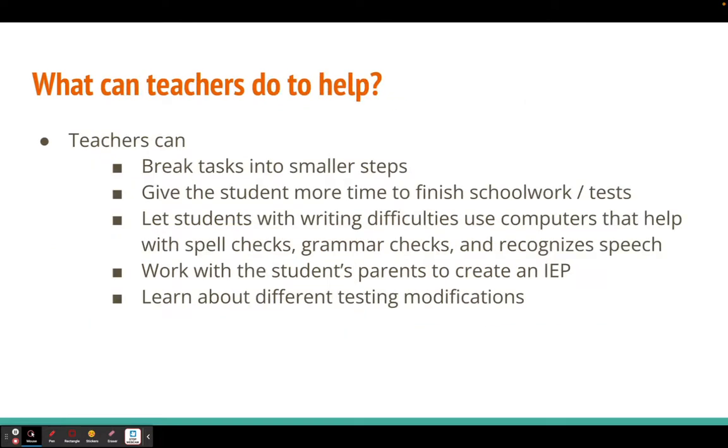And so the last thing I want to talk about was what we as teachers can do to help. A couple of things that are recommended are breaking tasks into smaller steps, so maybe working out a problem step by step, maybe giving them more time to do that. It also leads into giving the student more time to finish schoolwork or tests, right? And goes to the last point too, learning about different testing modifications.